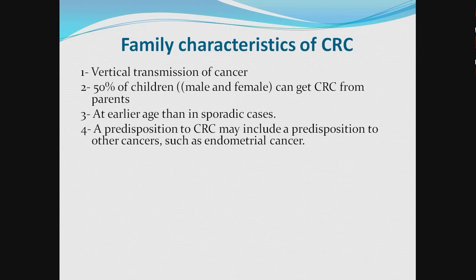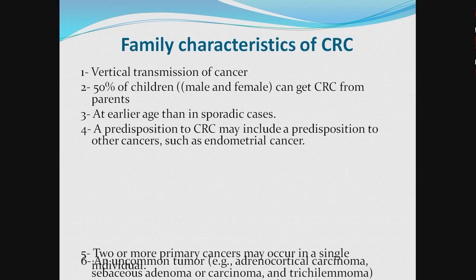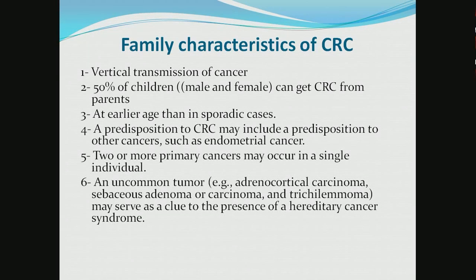For example, endometrial cancers. The 5th character of this type of cancer is that 2 or more primary cancers may occur in a single individual.